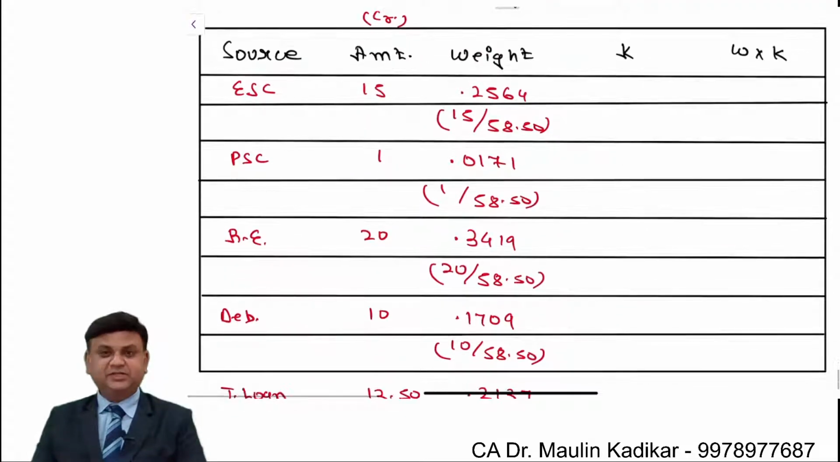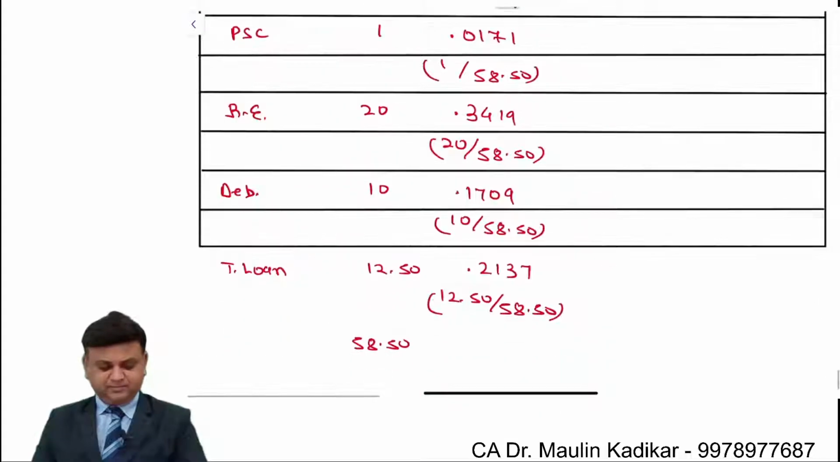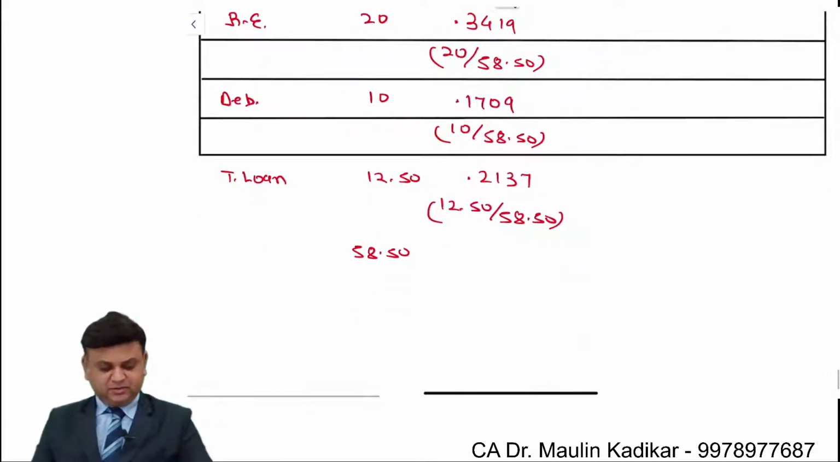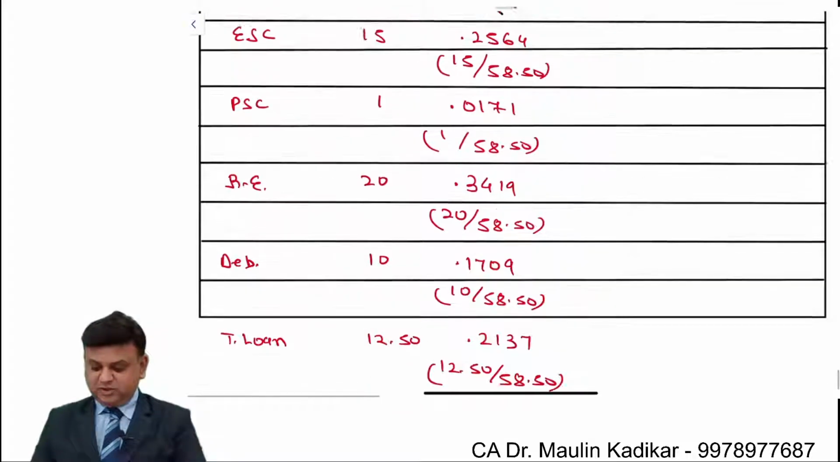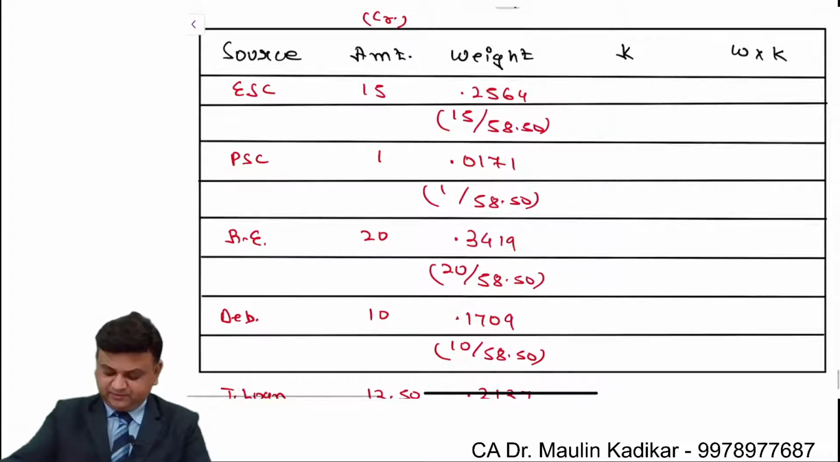Let us verify that the total is 1. If it is not 1, then usually the last weight will be taken as the balancing figure. 0.2564 plus 0.0171 plus 0.3419 plus 0.1709 plus 0.2137. The total is exactly 1. So no changes are required to be made.